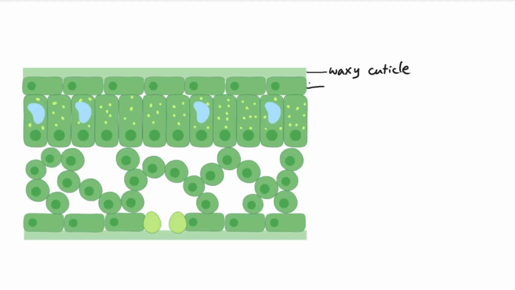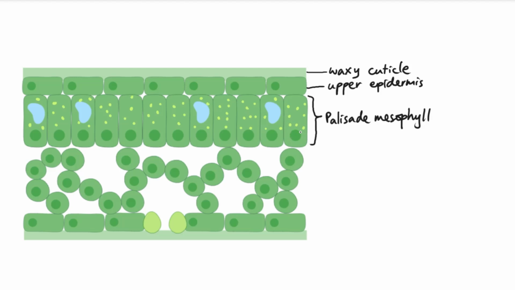The waxy cuticle is actually on top of the upper epidermis. Now epidermis refers to a single layer of cells that is usually found on the surface of different types of organs. And it's thin enough to allow the light to go through to our next layer here, which is the middle part, and that is called the palisade mesophyll layer.